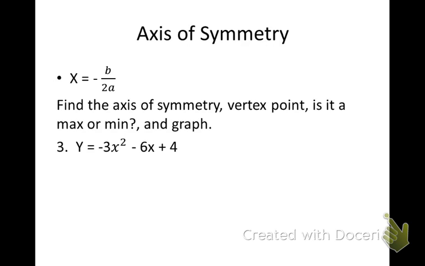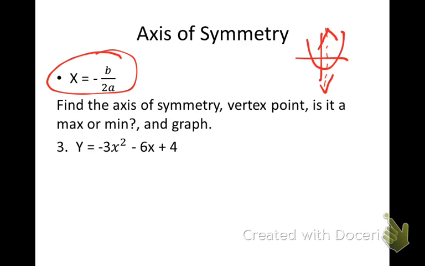And I did mention the word symmetry, I hope we understand that, but we have what's called the axis of symmetry. So when you have a parabola graph, down the middle of it is called the axis of symmetry. So if you fold over on that, well, this is the equation, x equals negative b over 2a. So this one asks us to find several things. Find the axis of symmetry, the vertex point, is it a max or min, and then graph. So you need to answer all those questions.